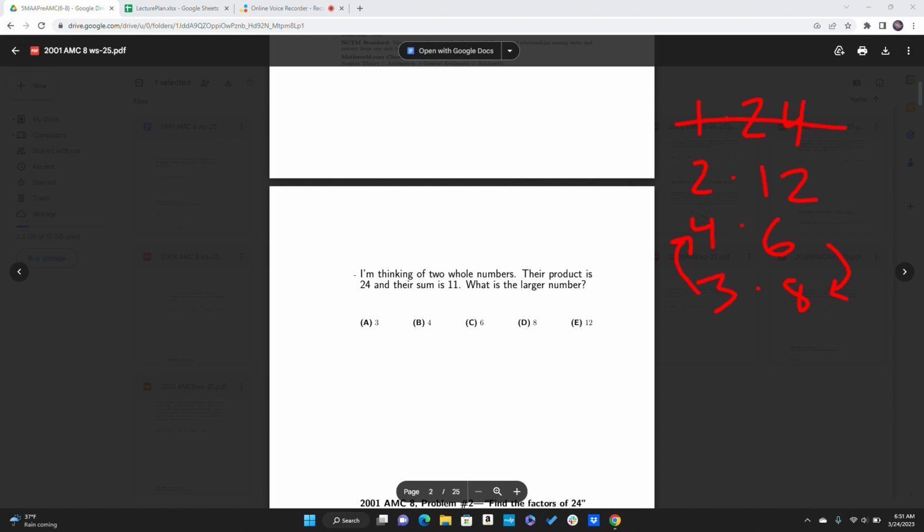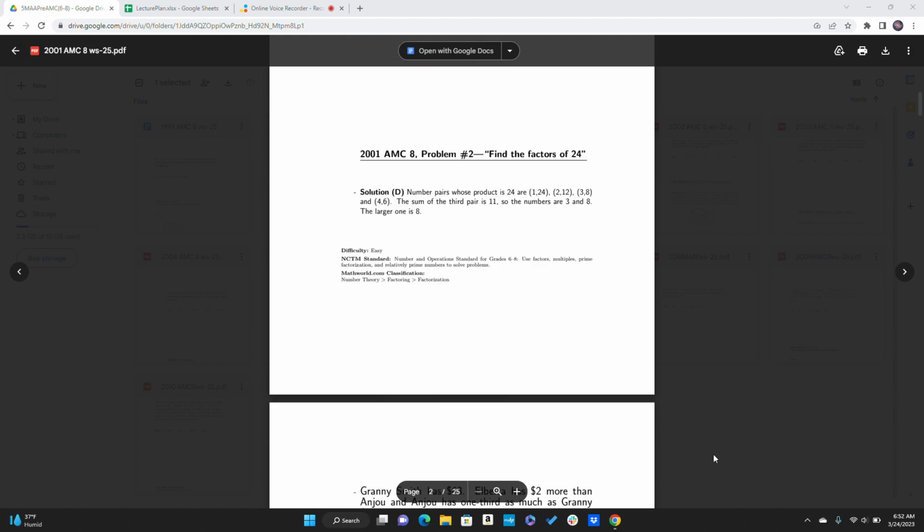Well, 1 and 24 doesn't, right? That's too big. And so is 2 and 12. 4 and 6 adds up to 10, which leaves 3 and 8, right? 3 plus 8 is 11. So those are our two numbers. And which one's the bigger of those two numbers? That would be 8, which is our answer. All right. Moving on.